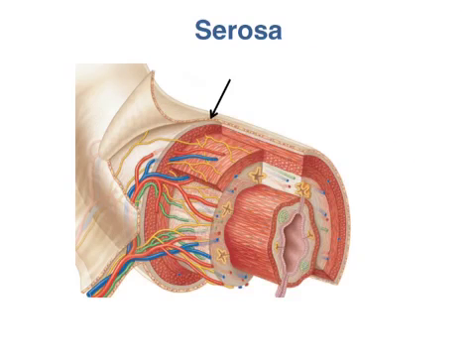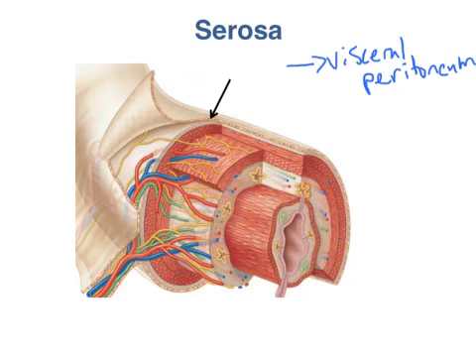The outermost layer is the serosa. It is areolar connective tissue covered in simple squamous epithelium. In most of the digestive tract, it's actually the visceral layer of the peritoneum. Remember, the peritoneum is that serous membrane that surrounds the abdominal organs. In a few places, it becomes a fibrous adventitia. And these are places that aren't surrounded by the peritoneum.